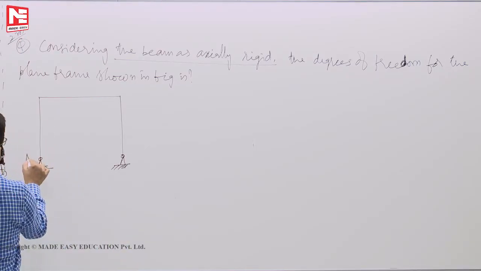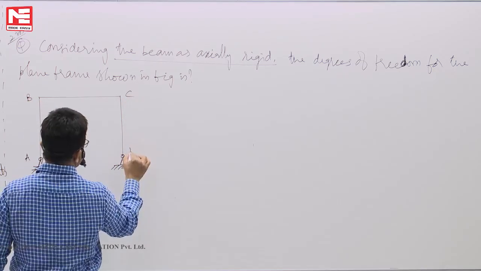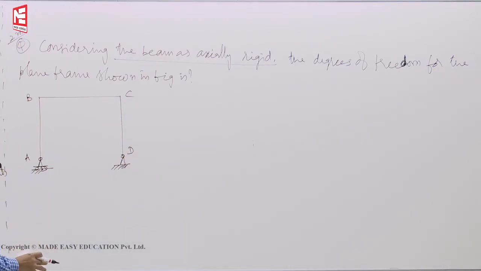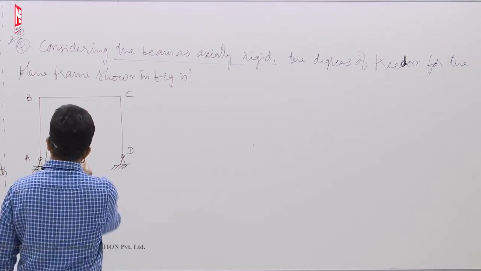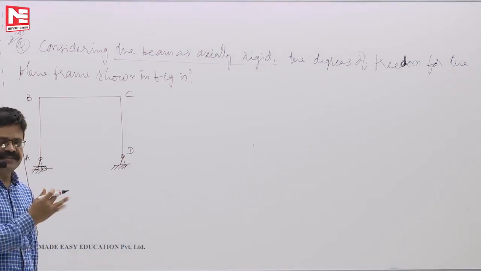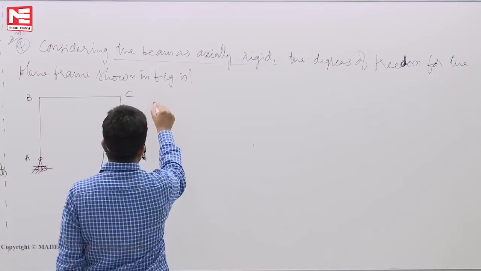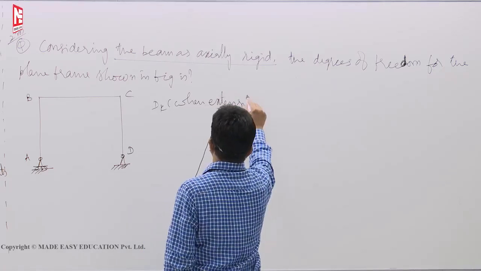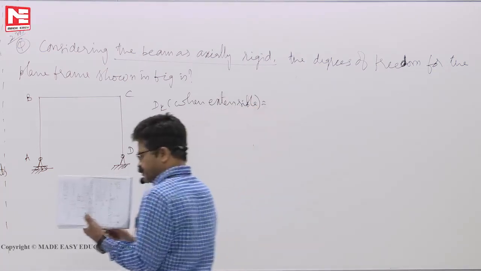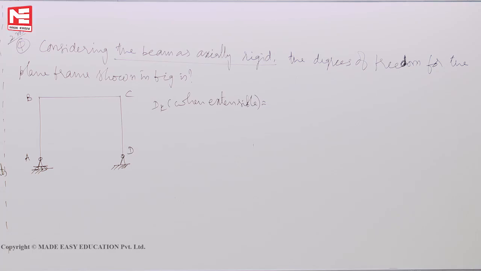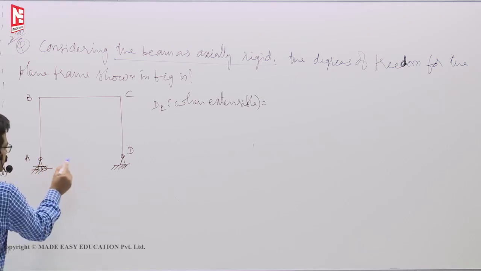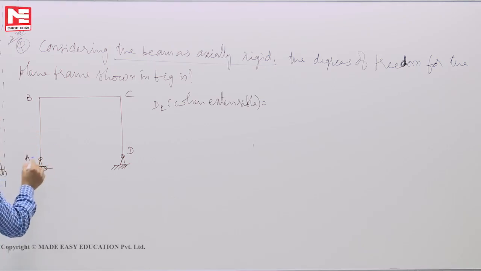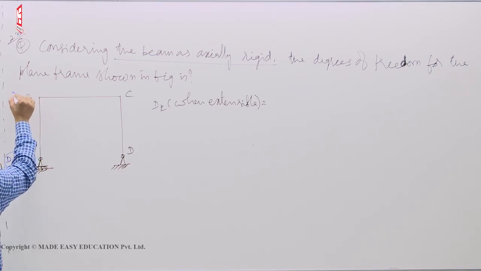Now this question is given for 2 marks. Considering the beam as axially rigid, find the degrees of freedom of the frame. First we calculate the general case, whatever the problem. DK when extensible: how many are possible? At a rigid joint in a frame, 3 are possible. But at a roller support, it can translate and it can rotate, while in the Y direction it cannot move. So at this point DK is 2. Here DK is 3.